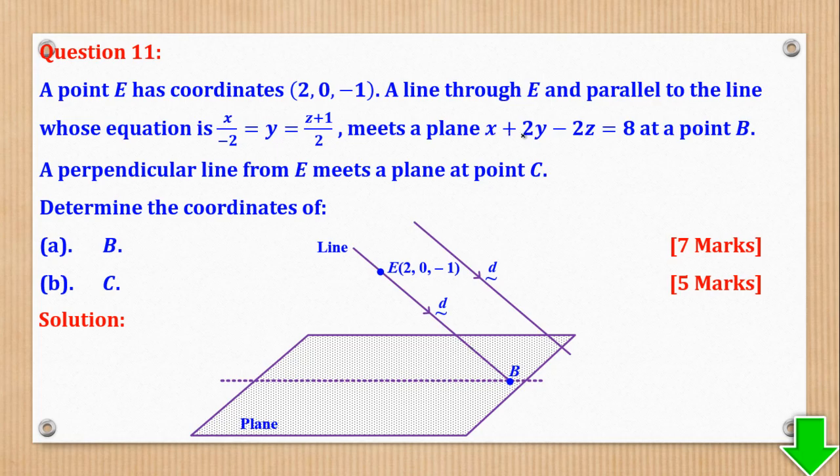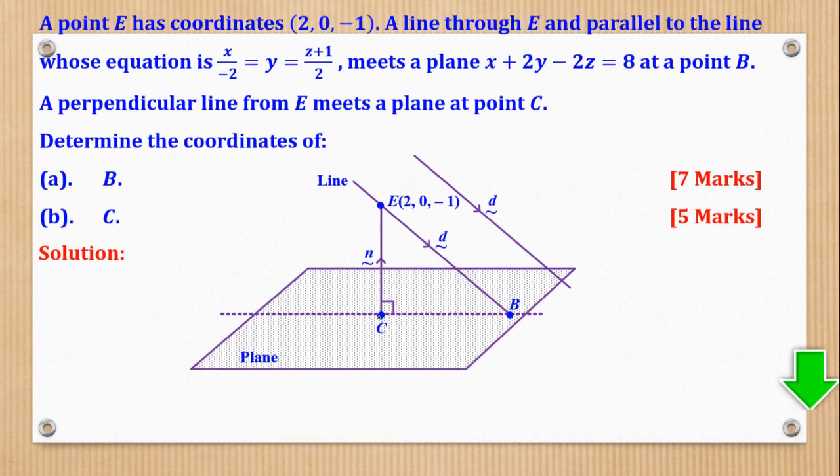And they said it meets the plane at point B, which is here. A perpendicular line from E meets the plane at C. So we shall come and draw a perpendicular line from E to meet the plane at C. So this vector is parallel to the normal vector. So they have the same direction. Okay, determine the coordinates of B and C.